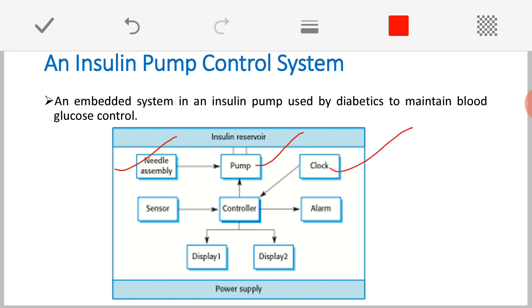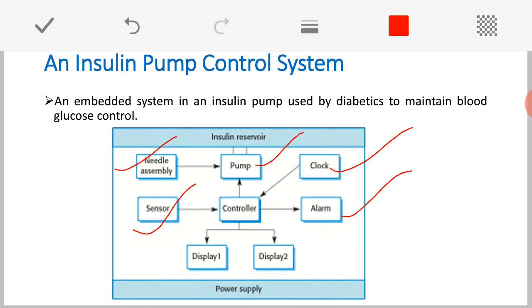The clock is required to measure the sugar level at a fixed interval. I can fix that for every fixed interval of time, this system is going to measure the sugar level in the body of the patient. Then there will be a sensor. The sensor is going to collect the data of the blood sugar, and that is its responsibility.